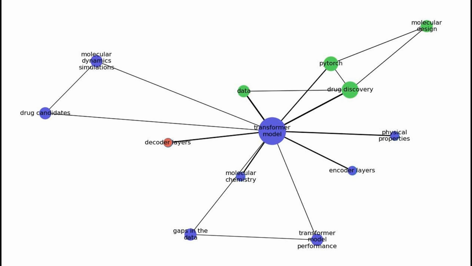drug candidate. However, the effectiveness of the model is influenced by the quality and amount of data available for training. If there are gaps in the data, it can limit how well the model performs, just as a chef might struggle to create a dish without enough ingredients.